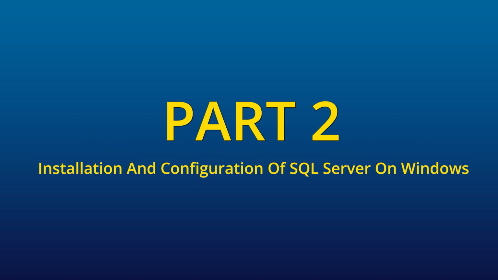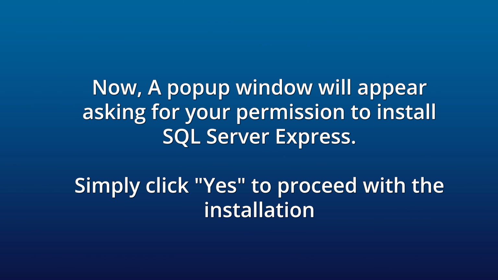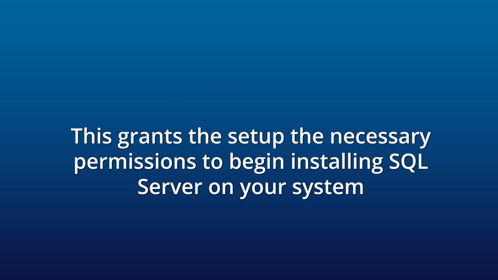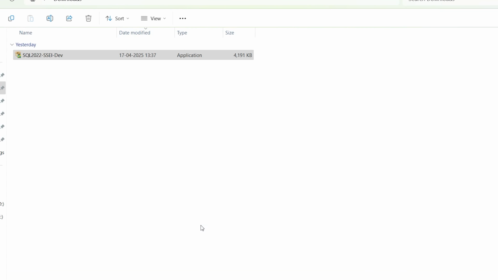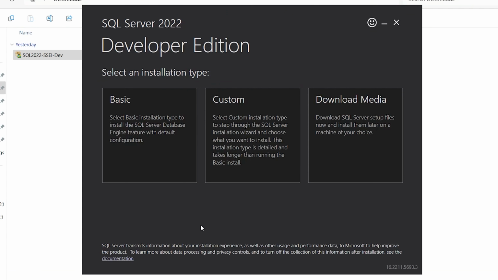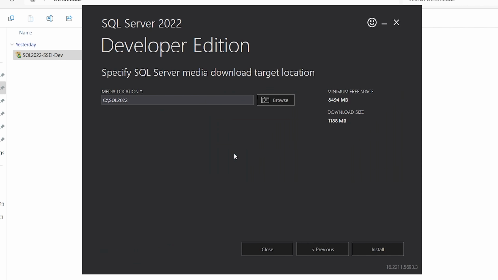Part 2. Installation and configuration of SQL Server on Windows. Now, a pop-up window will appear asking for your permission to install SQL Server Express. Simply click Yes to proceed with the installation. This grants the setup the necessary permissions to begin installing SQL Server on your system. After granting permission to proceed, a window will appear with 3 different installation types. From these options, select Custom.